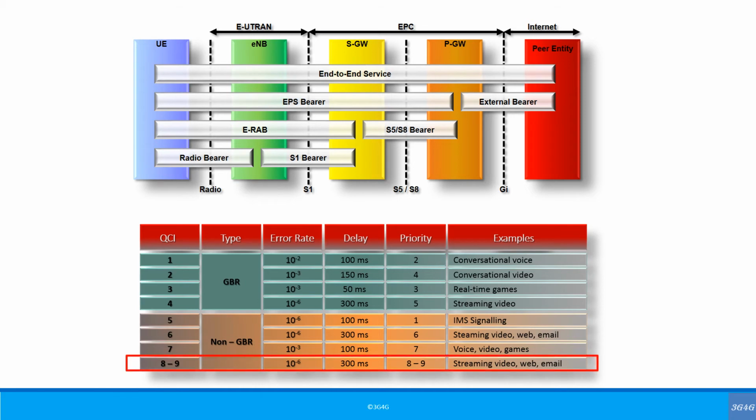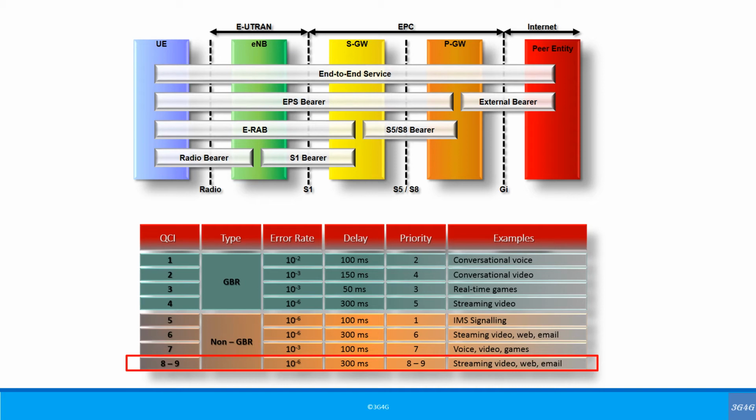So by default, when the UE registers on the 4G network, it establishes a default bearer which is either QCI 8 or QCI 9, and it doesn't really matter whether it's QCI 8 or QCI 9, because there is going to be just one default bearer which is actually created by the network for everyone. The different QCIs have different priorities.